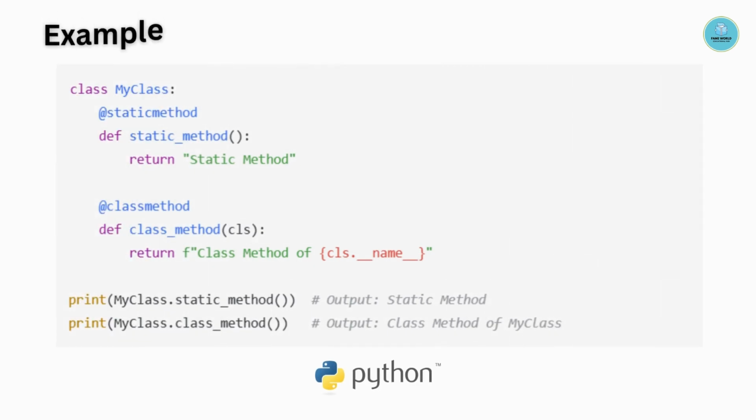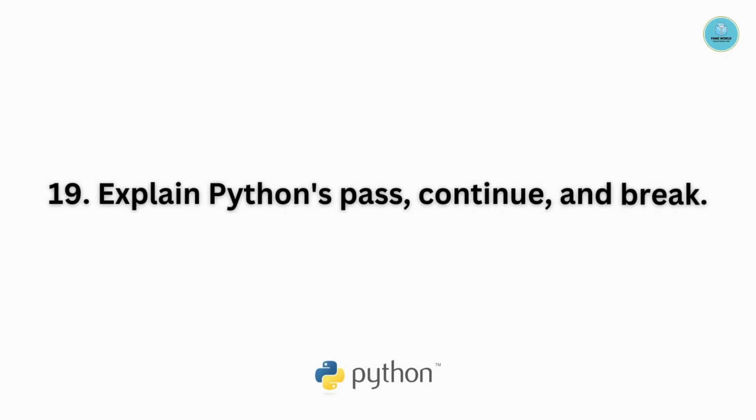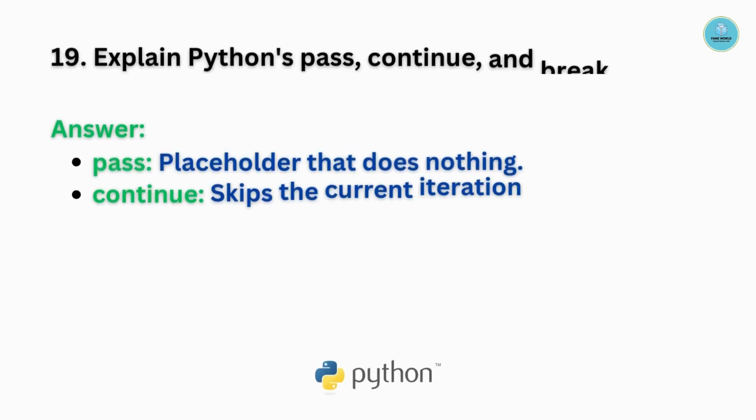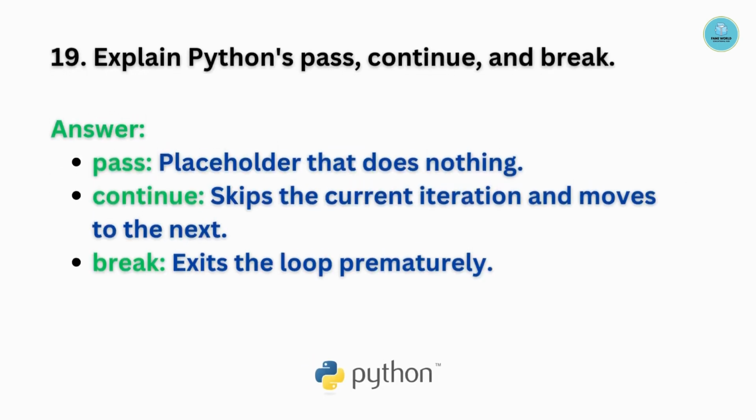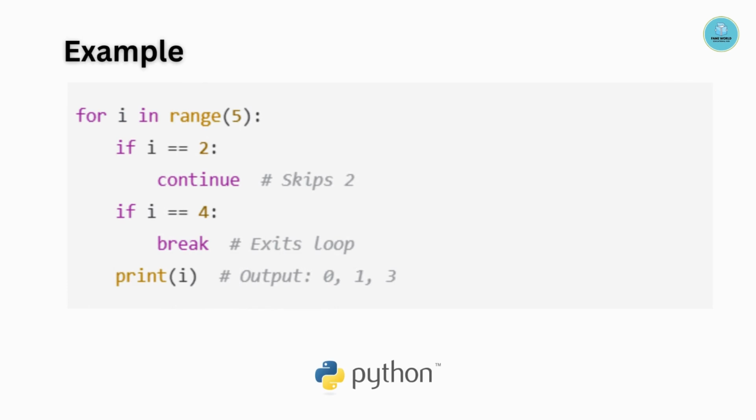Question 19. Explain Python's pass, continue, and break. Pass, continue, and break are the three keywords which are present in Python. Pass, placeholder that does nothing. Continue, skips the current iteration and moves to the next. Break, exits the loop prematurely. Example is as follows.